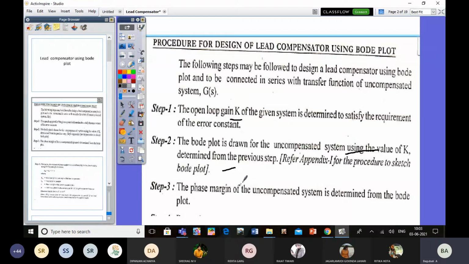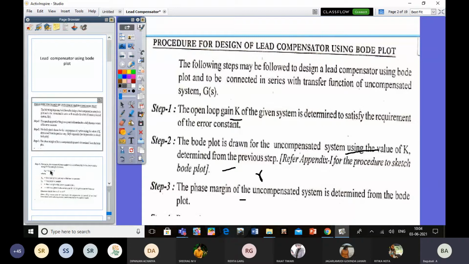Substitute the value of K into the transfer function and draw the Bode plot. Once you draw the Bode plot, you can determine the phase margin of the system. That is called the uncompensated system phase margin. Any doubt in these first three steps? The first three steps are common for both lag compensator and lead compensator. Any doubt? No, sir. Okay. Only in the fourth step there is a small difference.